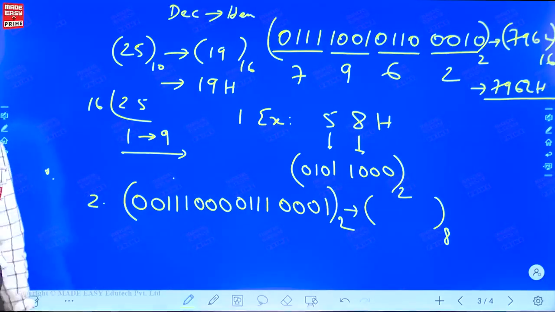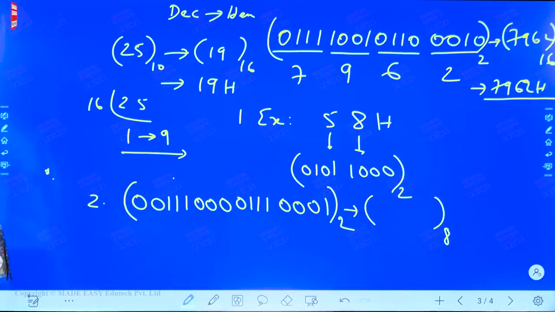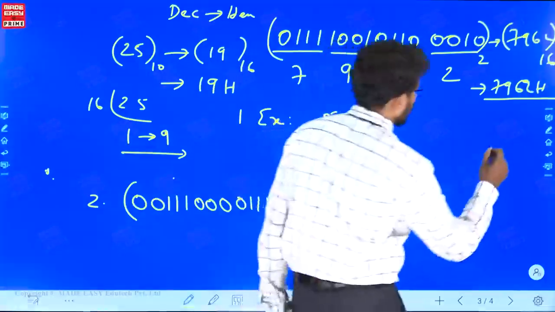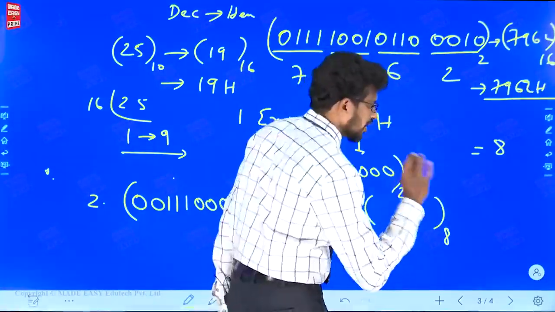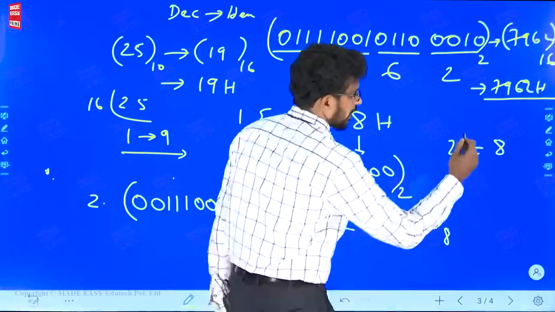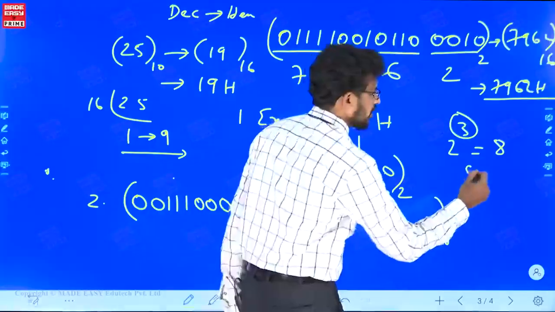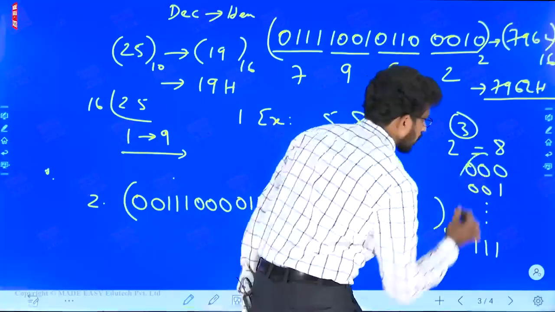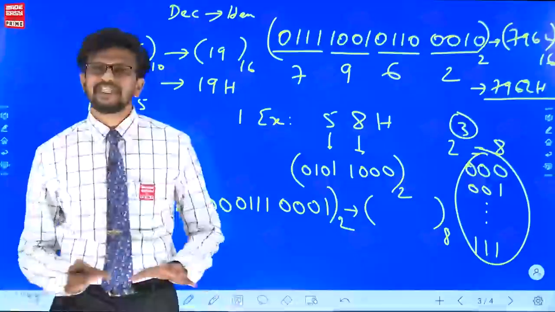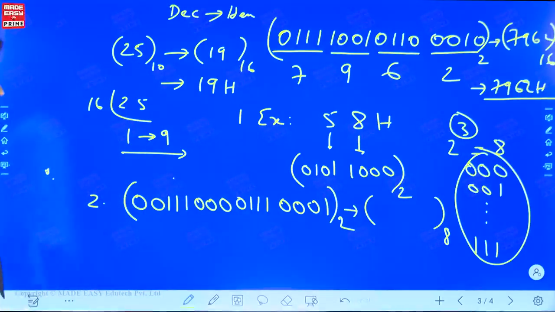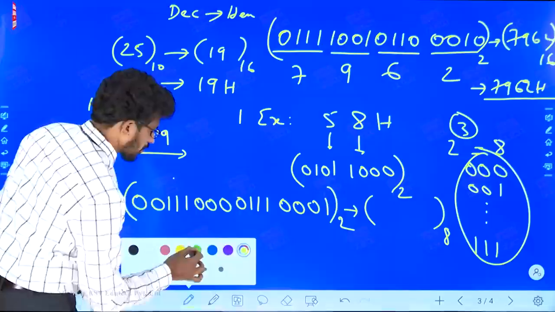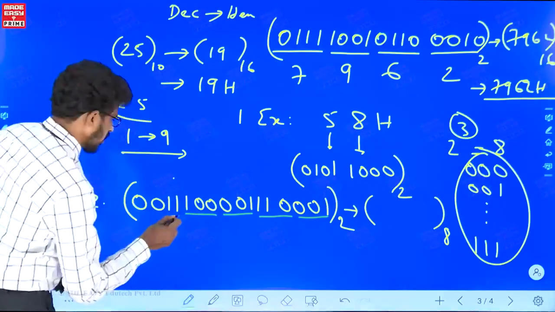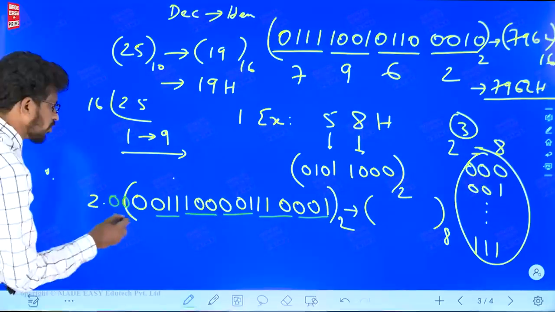How do you solve in octal now? Tell me, what is the relation between octal and binary? How many quantities are there in octal? 8. If I want to code anything in binary, it should be a power of 2. So 8 can be written as 2 cubed. It means I require 3 bit positions to write these 8 codes. It's very easy, just coding. Everything can be represented in binary form. So now I should take groups of 3 bits each. This is 1, this 2, this 3, another 3, another 3. When there are no values, you can just put 2 more zeros.